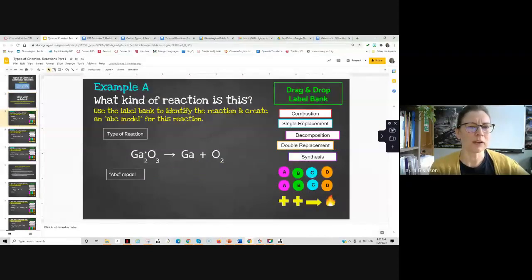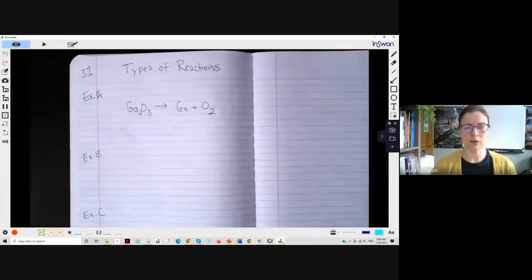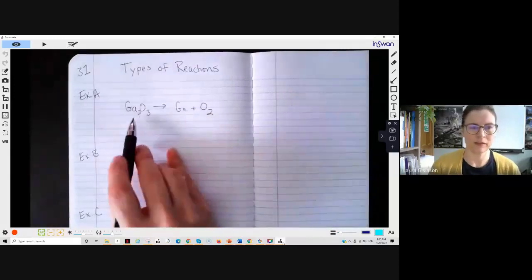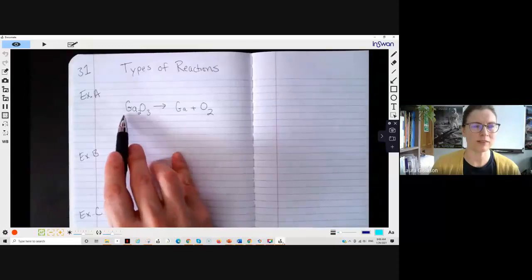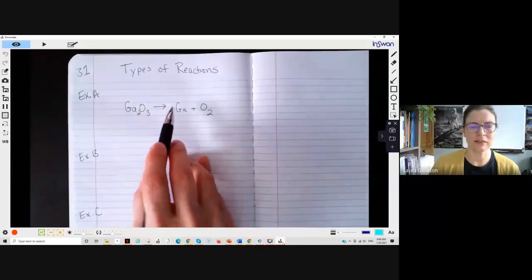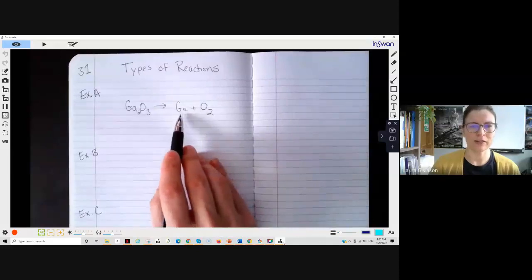So the first example we're going to do, example A, is this reaction down here. Okay, so we're going to write down this reaction in our notebook. Okay, so this is what you're writing in your notebook. Galenium with a subscript of 2, oxygen with a subscript of 3. This is galenium oxide.